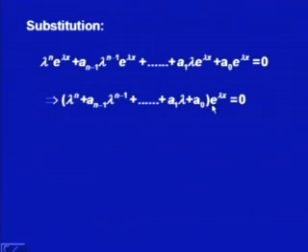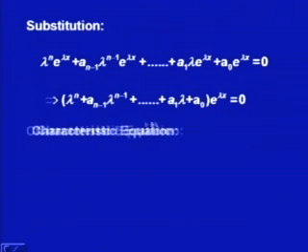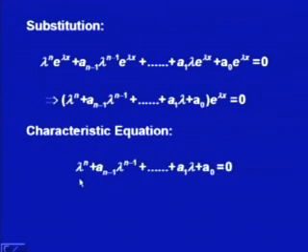Since we have started that e to the power lambda x is a solution, it can't be 0. So, if e to the power lambda x is a solution, that must satisfy this equation, and this equation will be satisfied if either this part is 0 or this part is 0. This part can't be 0. So, we will get that this part is 0, which we are calling the characteristic equation.